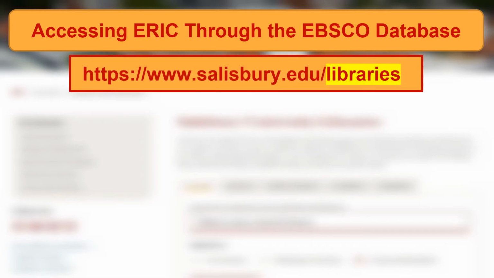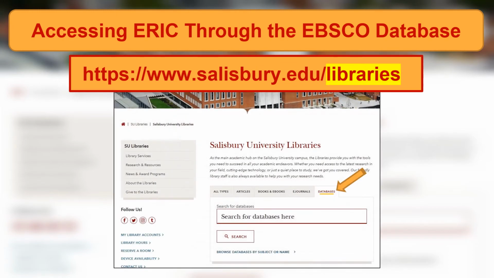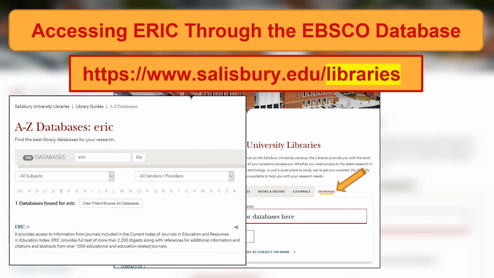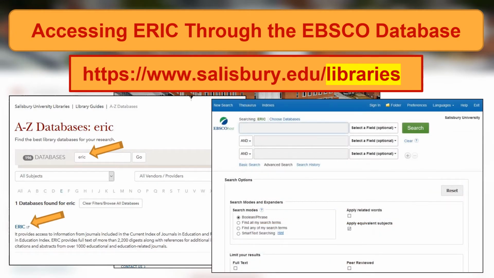All right, now that we understand the content of ERIC better, it's time to access the SU databases and conduct a sample search. Starting on the SU Libraries homepage at /libraries, look for the search box and click on the Databases tab. You may type ERIC in the search box or click on the Browse Databases by Subject or Name link, which we're doing here. This will open a new A to Z databases page where you may search for ERIC and click on the database title to open the database in yet another window.